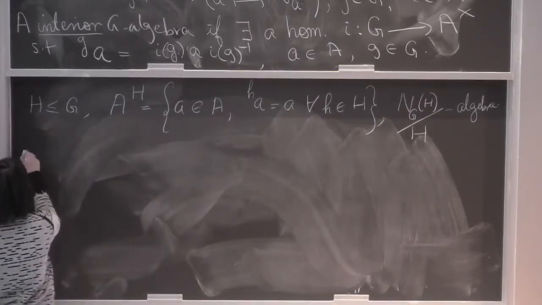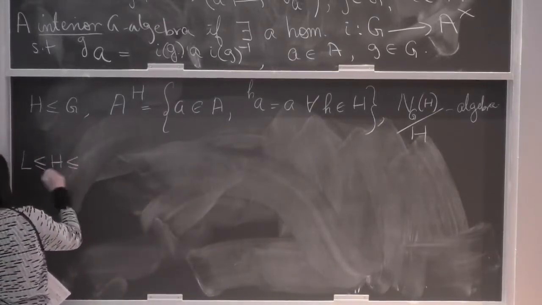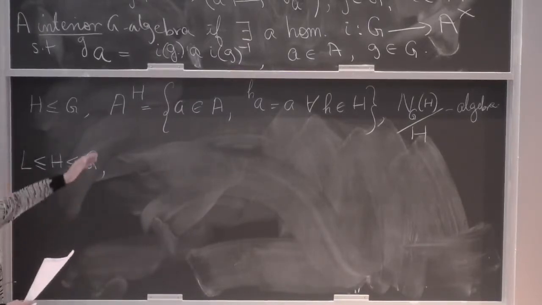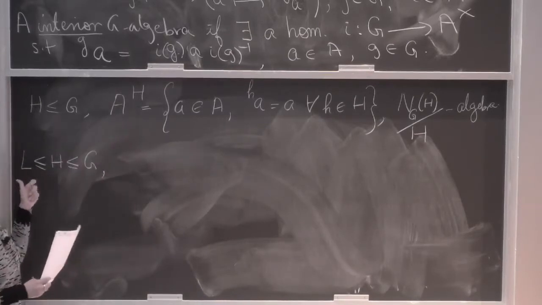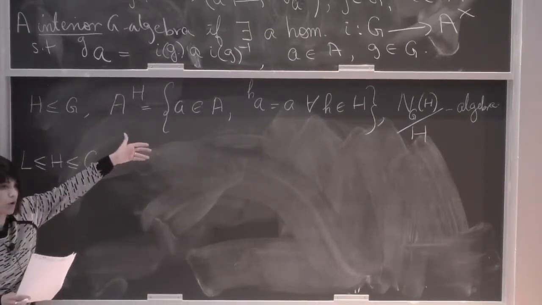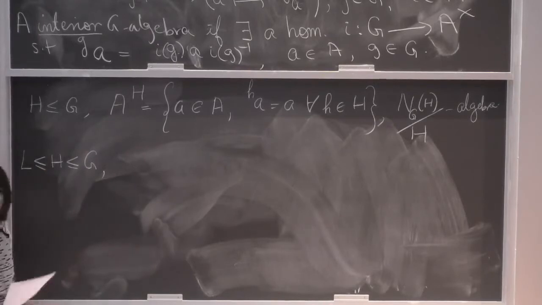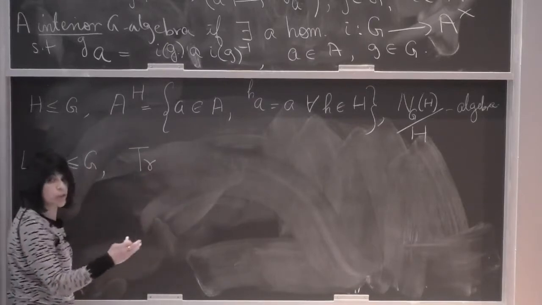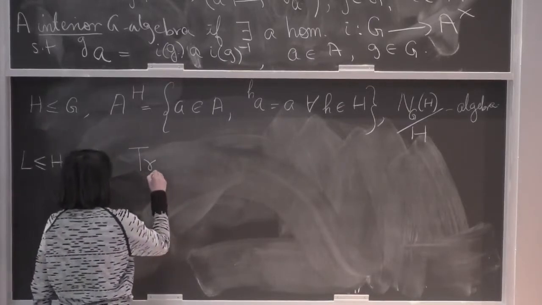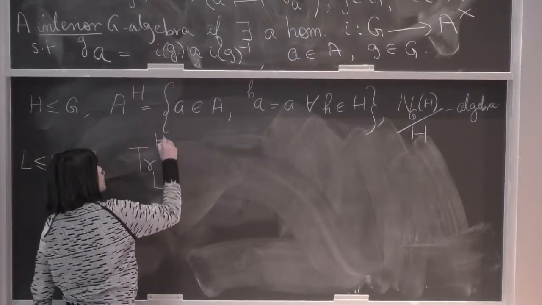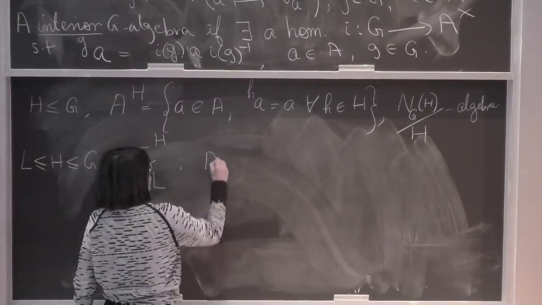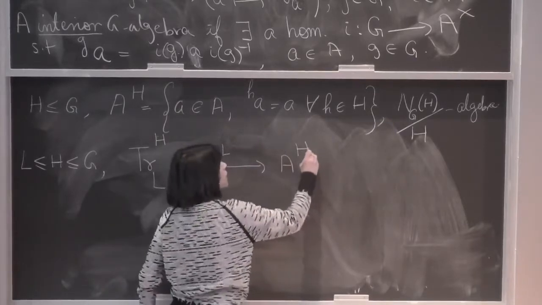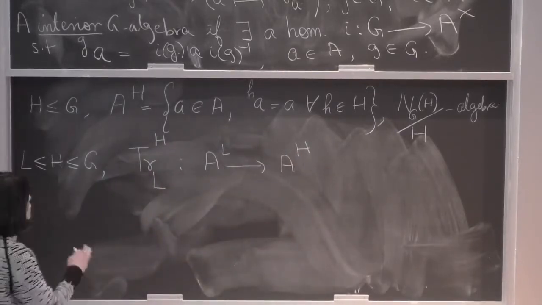Now, if you have a subgroup L of H, then of course it's easy to see that the fixed points of L are going to be larger than the fixed points of H, because it's a weaker condition. But we have a transfer or a trace map going the other direction. So we have a trace map from L to H, which goes from A^L to A^H.